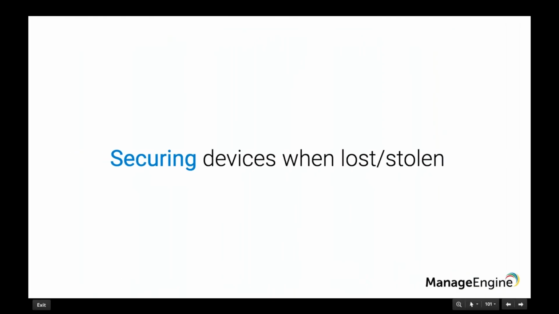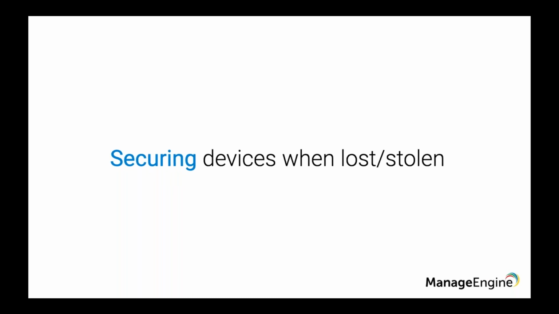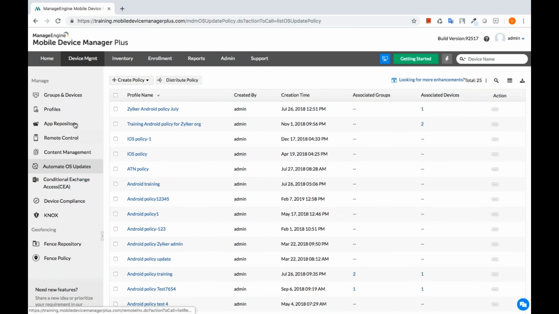The last part of this security scenario is securing devices when they are lost or stolen. So what happens in case the device is not with your employees? If it is with the employees, you can configure a whole lot of policies. But what happens in case the employee has lost or stolen the devices? Mobile devices being handy and portable, the chance of it getting stolen or lost is very high. And understanding this, MDM has come up with a feature, lost mode, which can help you secure devices that are lost or stolen.